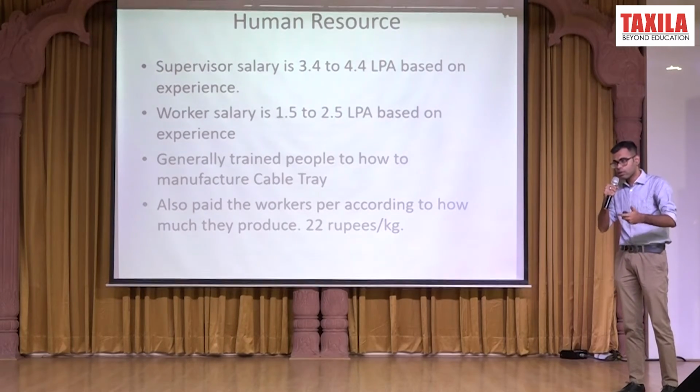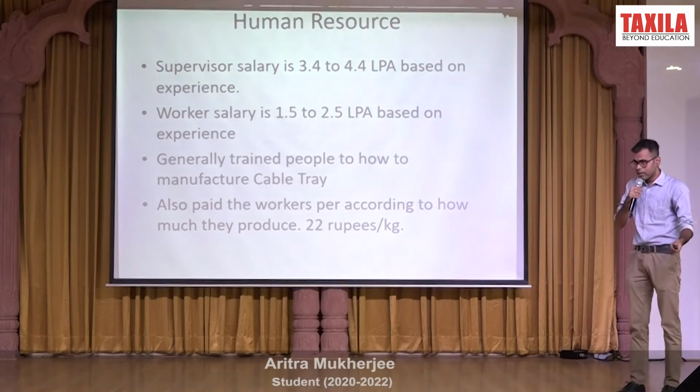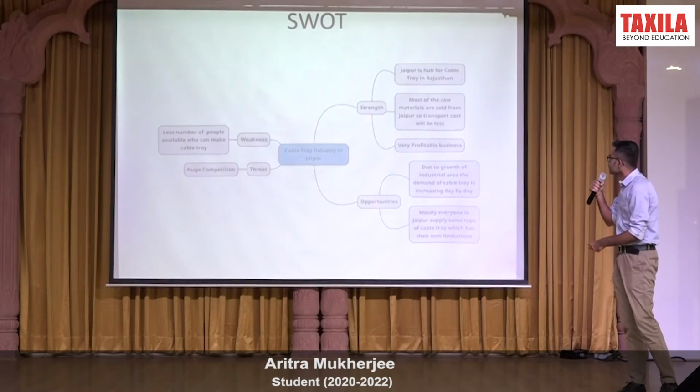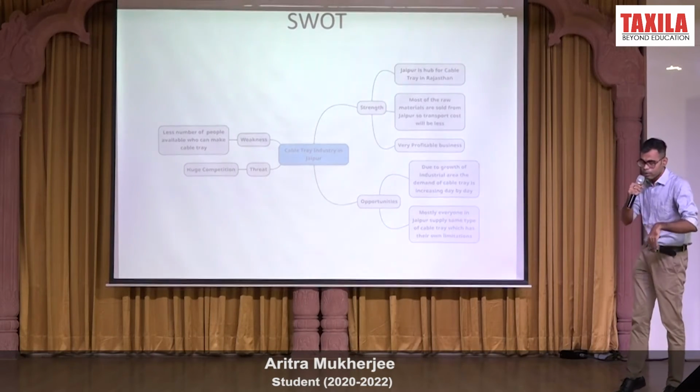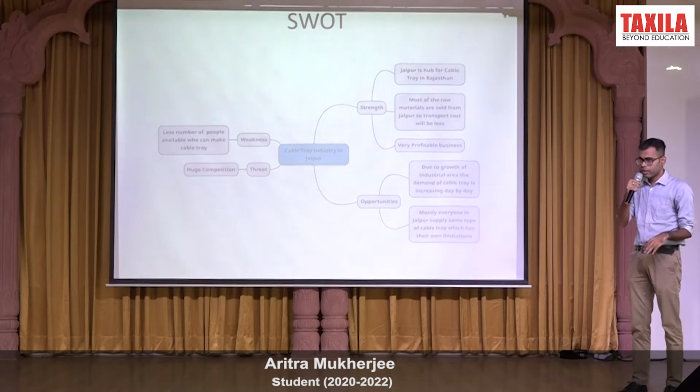Like if you produce 1 kg, you will get 22 rupees accordingly. If you produce 100 kg, you will get 2200 rupees. So this is the tactic of paying them. So, with the information I got, I have created a SWOT.